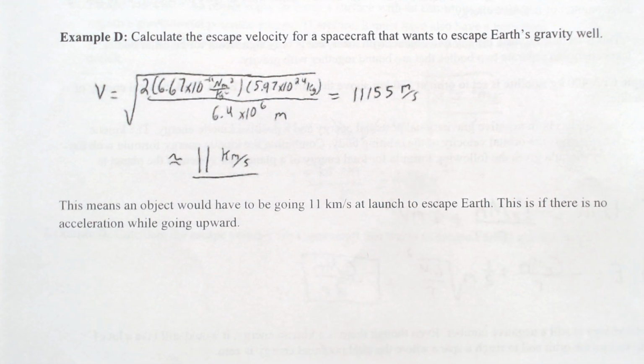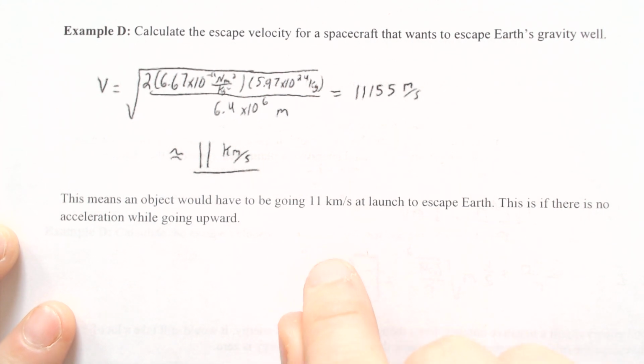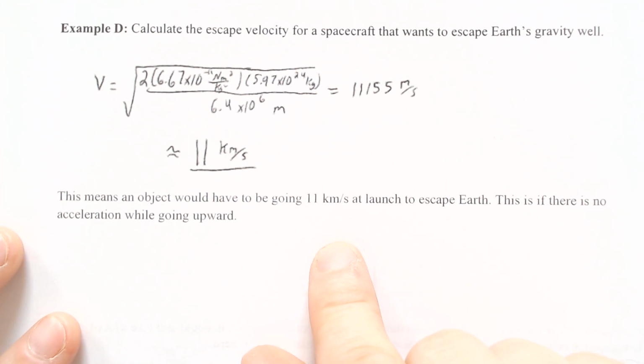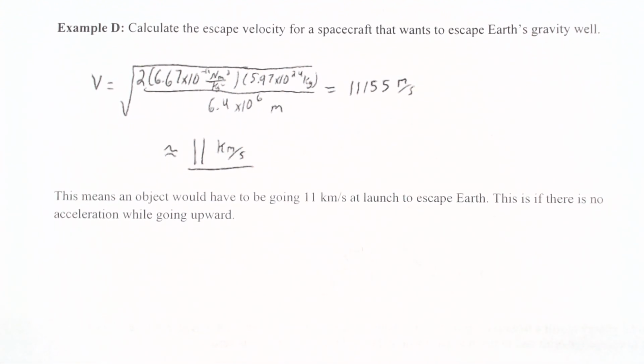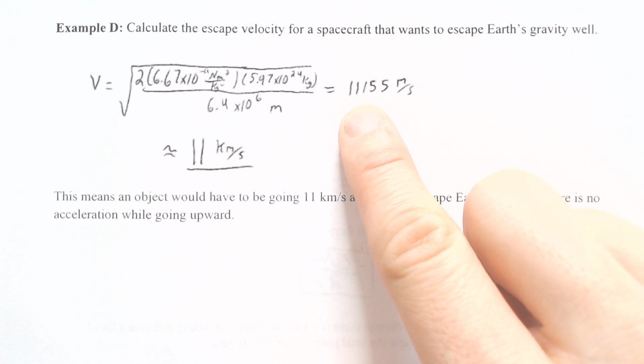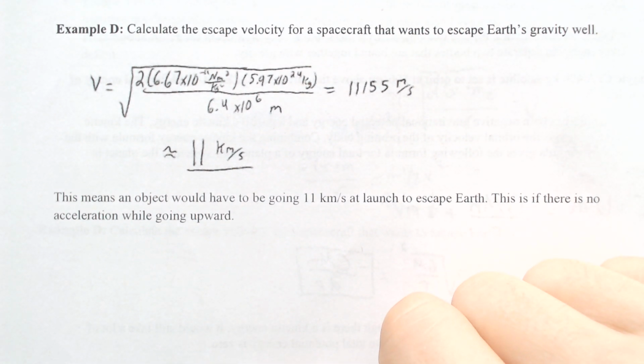So with that in mind, think about that for a second. If you wanted to leave the Earth's surface or Earth's gravity well, which is really just a neat topic in general, you would have to go 11 kilometers per second when you left the ground. That initial upward velocity would have to be 11 kilometers per second. That is really, really fast. It is 11,115 meters per second. You would blink and whatever you were looking at would be gone. It would be outside the atmosphere almost instantaneously. It would have to be going that fast.